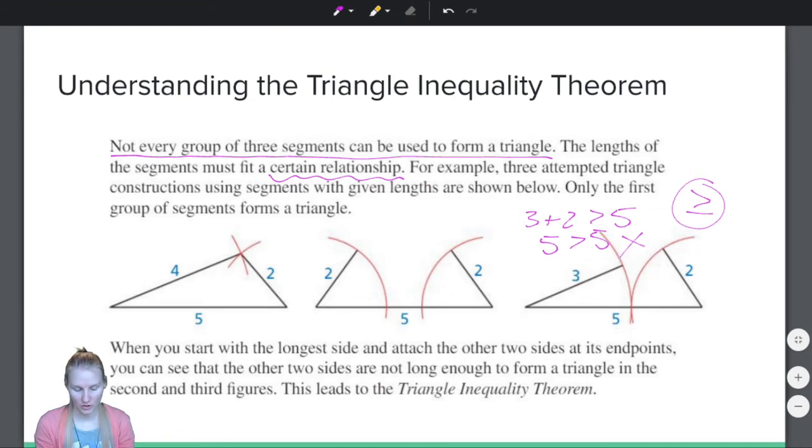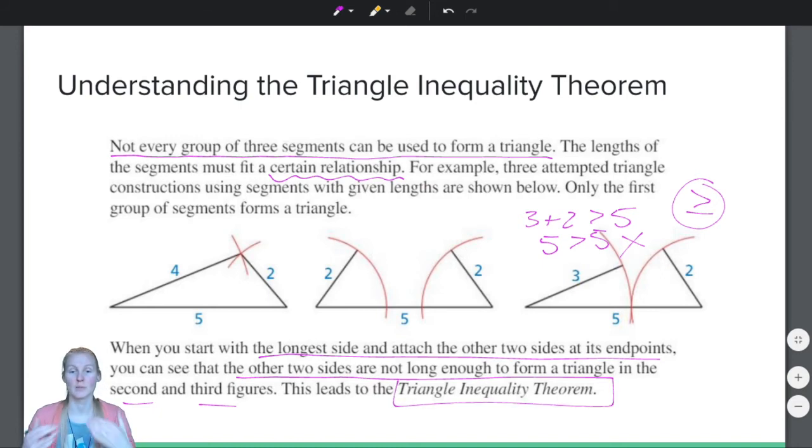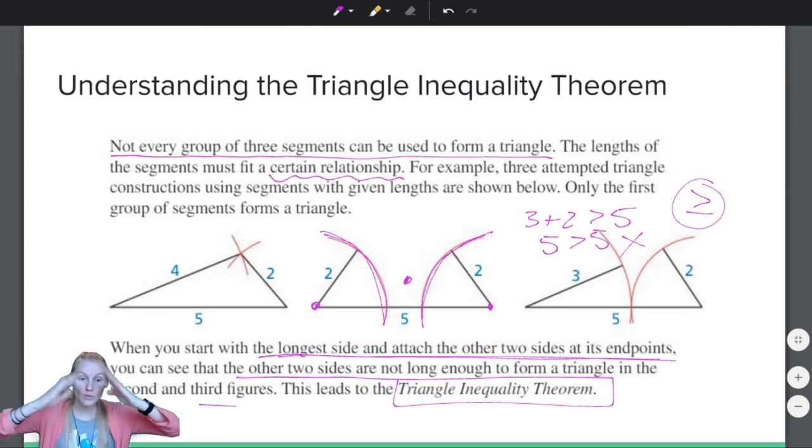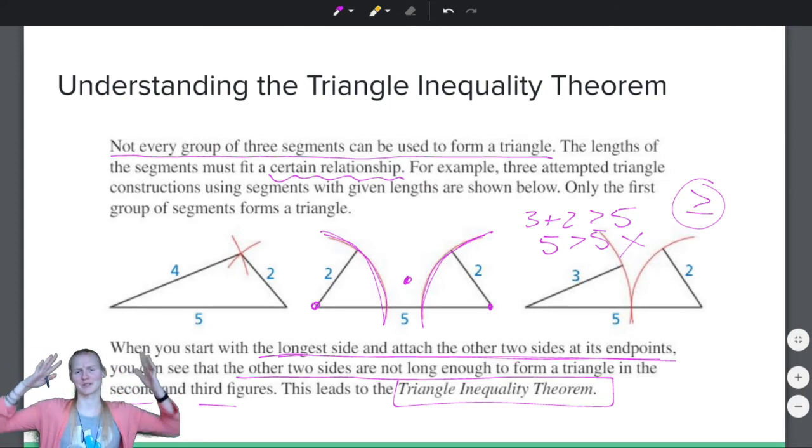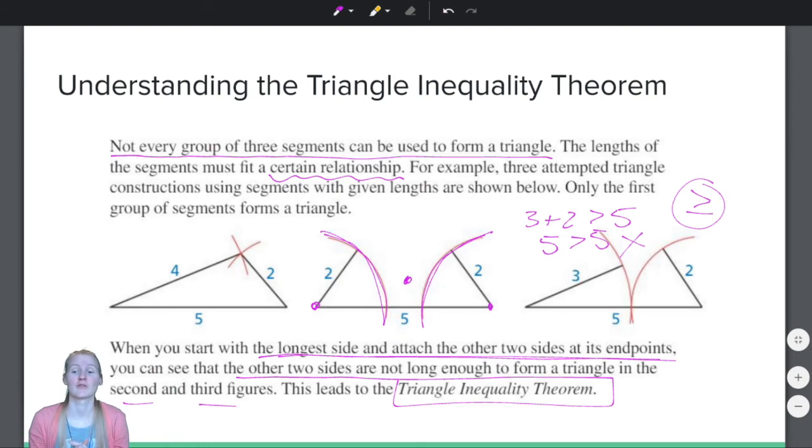So, when you start with the longest side and attach the other 2 sides at its endpoints, you can see that the other 2 sides are not long enough to form a triangle in the second and third figures. So this is where the triangle inequality theorem comes from. It comes from starting with the long side, attaching the other 2 sides at its endpoints, and seeing where this segment could end, and will it reach? Will they reach each other, or will they just miss? They won't be able to touch.